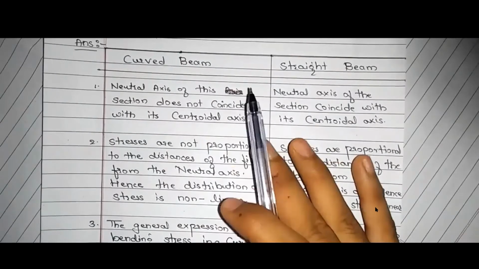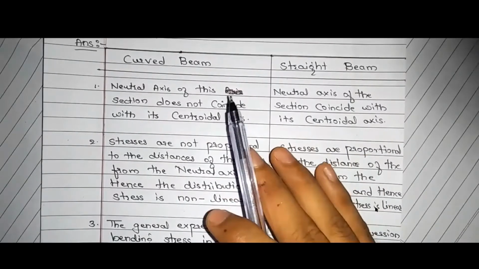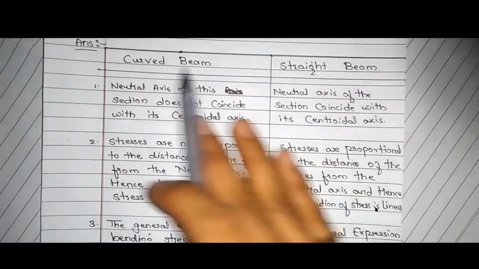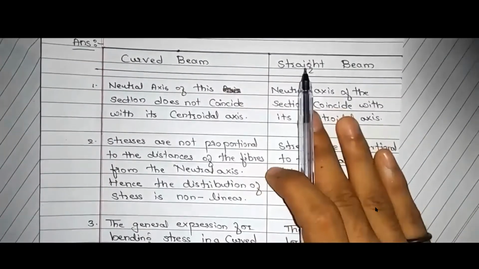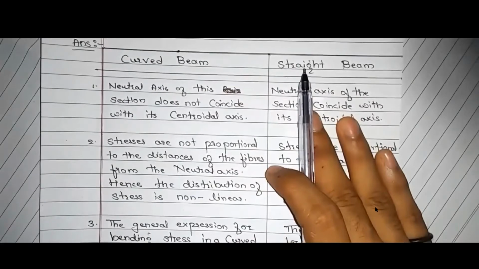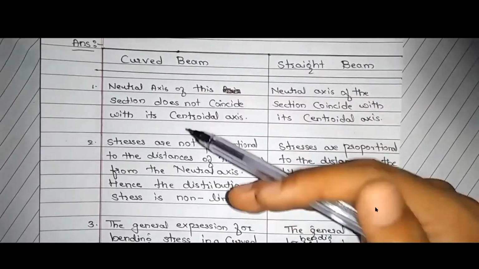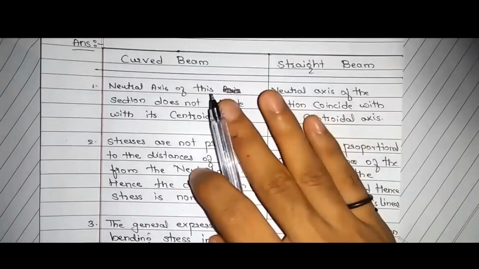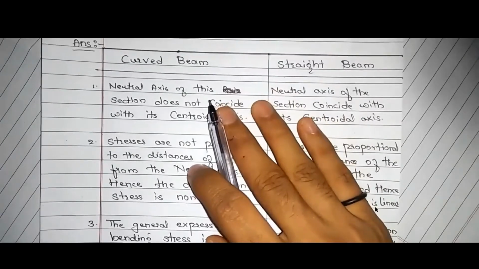The differences between a curved beam and a straight beam are shown here. I have made a table, where this is the curved beam and this is the straight beam. I have listed four differences. If you write these four differences, you will definitely get marks.